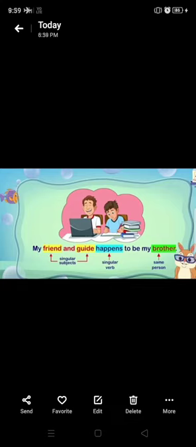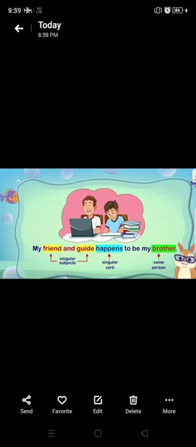Now here, my friend and guide happens to be my brother. Now here, my friend is one singular subject and my brother is also one singular subject, right? And they are separated by the word and. But here, the verb that I'm using here is happens. Now remember, s is there, so it means singular, right?